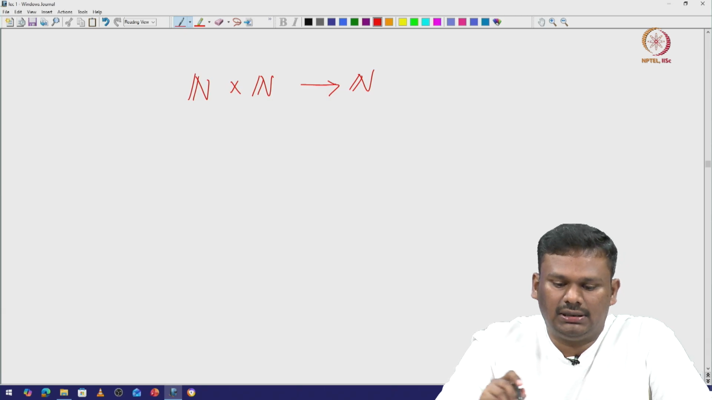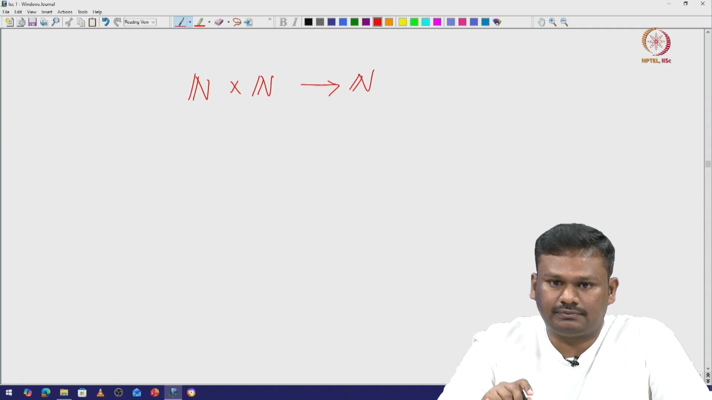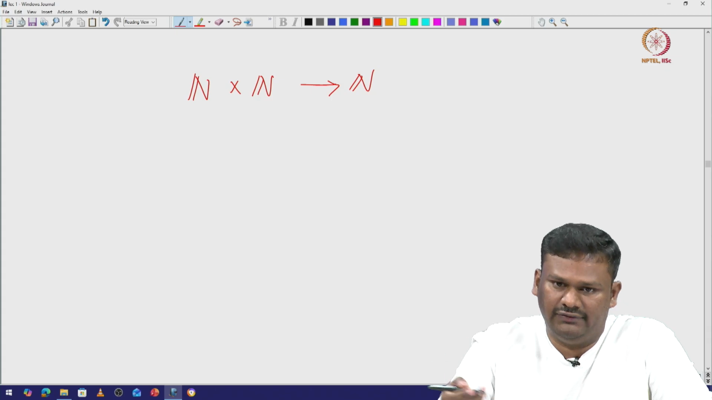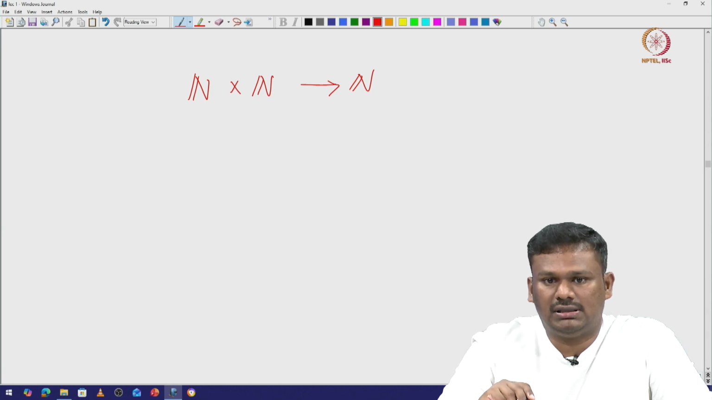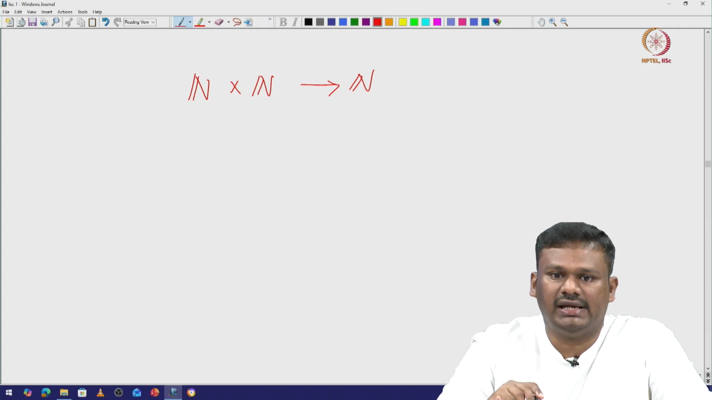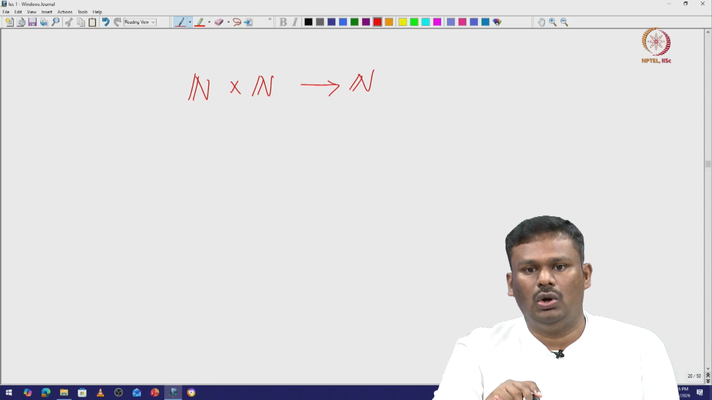Okay. But there is one very interesting function which is indeed the listing of this n cross n, which tells you that this n cross n is indeed countably infinite. So, I will define the notion of countably infinite and all in the later part of the course. But what it means is that we will be able to define an injective function from this n cross n to n. What is an injective function? Injective function is a function which is 1 to 1.